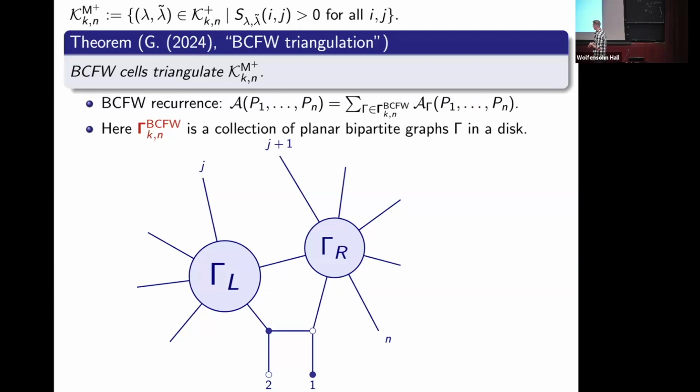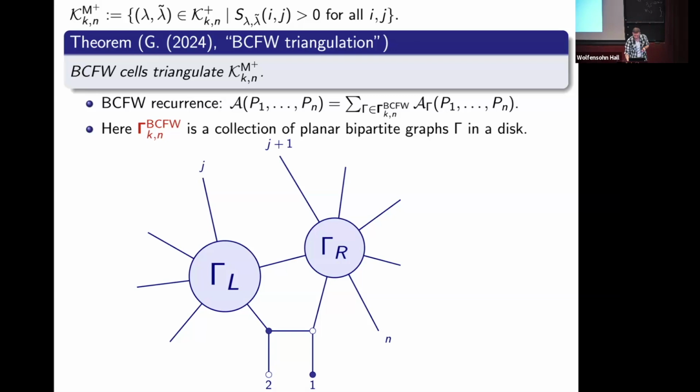So let's say I take the blob on the left. I choose 2 adjacent external legs. I put a little bridge here. And then I look for all ways to split the left guy. And similarly for the right guy until I get an honest planar bipartite graph. So that's roughly how the recurrence works.